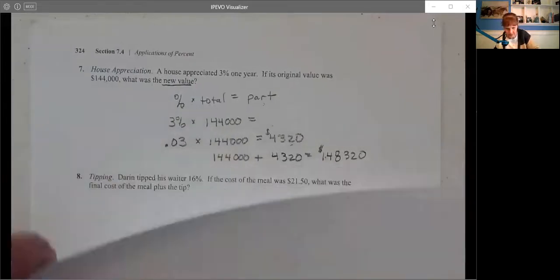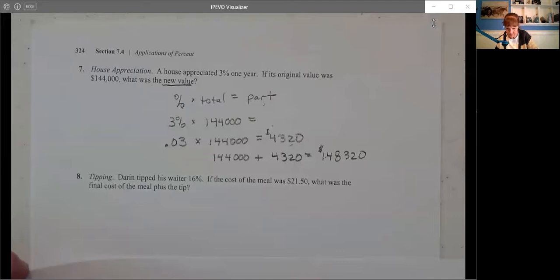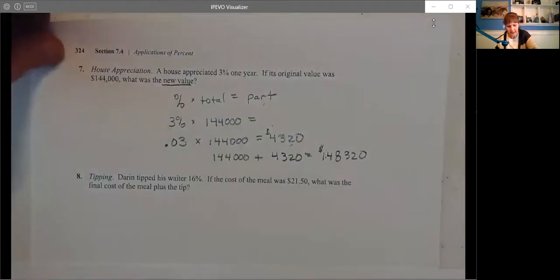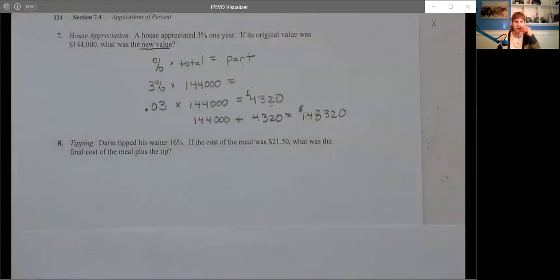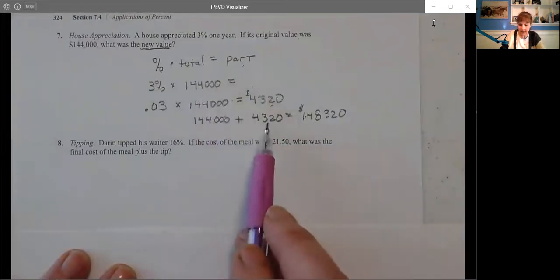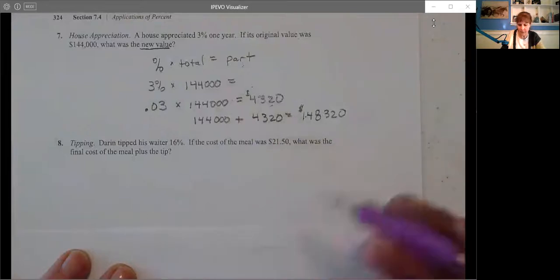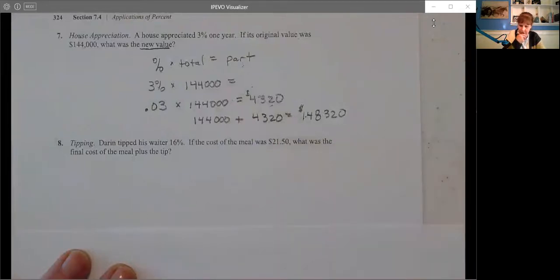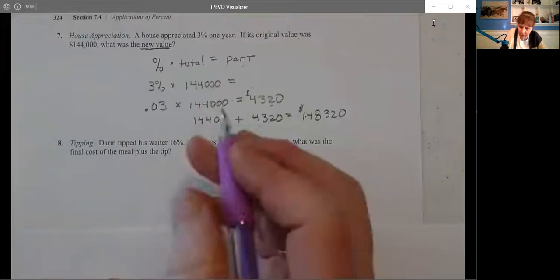Perfect. Let's see what the next one is. Okay, it's kind of on the same way as number 7. I'm going to go ahead and do this in a couple of steps. I'll find out how much and then I'll add it or subtract it depending upon if we want a depreciation or an appreciation. Okay, Darren tipped his waiter 16%. If the cost of the meal was $21.50, what was the final cost of the meal plus the tip? We'll go ahead and do this in 2 steps, though there are other ways.